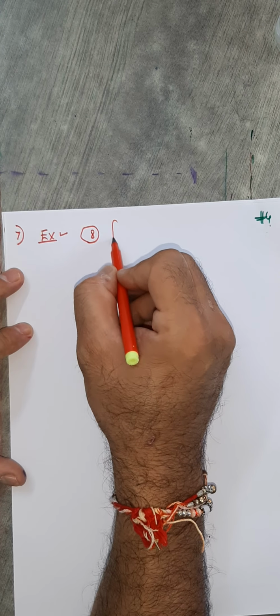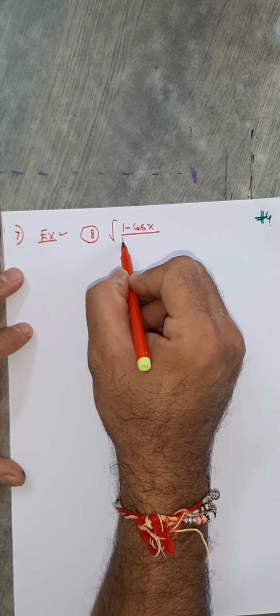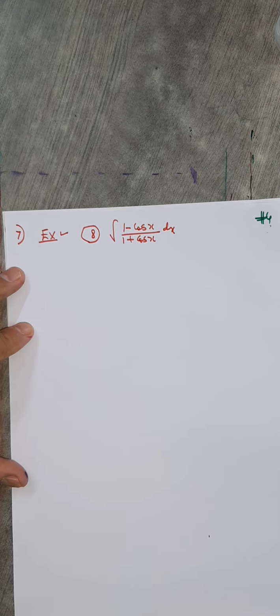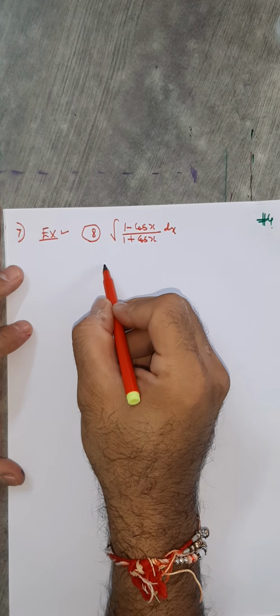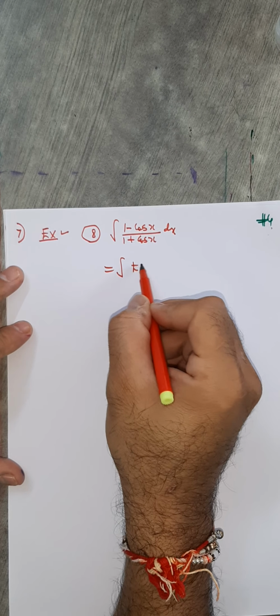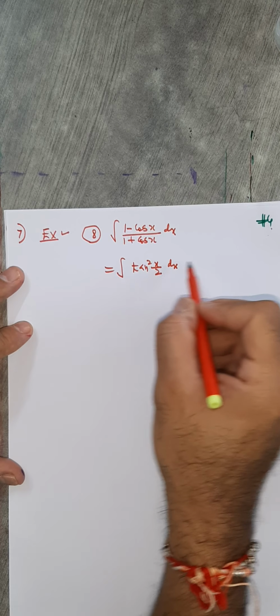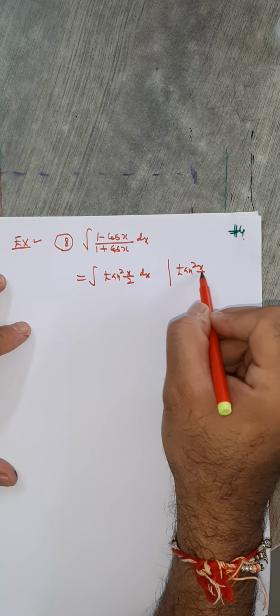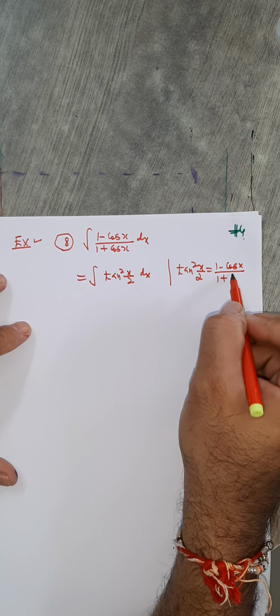Question number 8. 1 minus cos x upon 1 plus cos x. If you remember, this is a known standard formula. What is 1 minus cos x upon 1 plus cos x? It is just tan square x by 2, if you remember. Double angle formula. Tan square x by 2 is exactly 1 minus cos x upon 1 plus cos x.